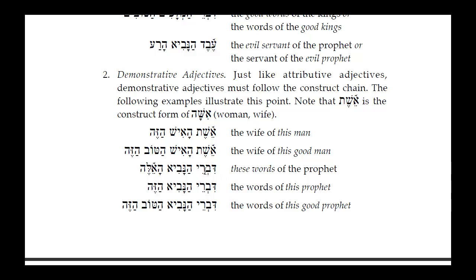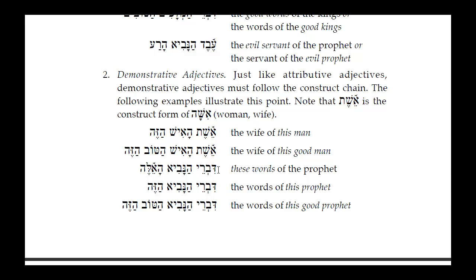We have Divrei, Hanavi, Ha'ele. Ha'ele basically is agreeing with Hanavi in gender and in number and in definiteness. So we would translate this as... sorry about that. It doesn't agree with Hanavi. It agrees with Divrei because Ele is plural. It's a plural masculine demonstrative adjective here. So it would go with Divrei, and we would translate this as these words of the prophet.